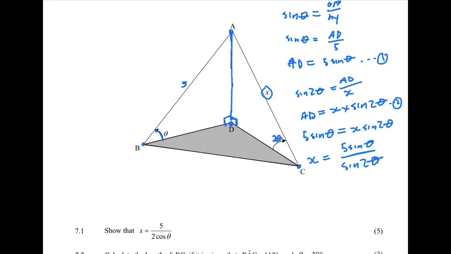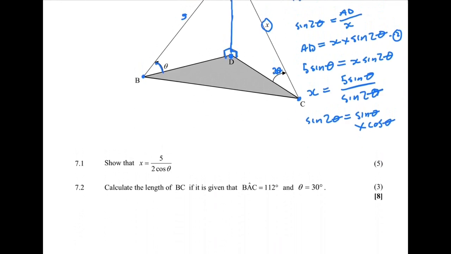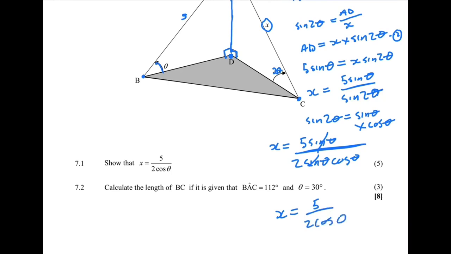This is not exactly what we're looking for, but if we use the trig identity, sine of 2 theta is equal to 2 sine theta multiplied by cos theta, then we can possibly get there. So now we get x is equal to 5 sine theta divided by 2 sine theta cos theta. So sine theta and sine theta cancel out, and we are only left with x is equal to 5 divided by 2 cos of theta. And that's how you do 7.1.